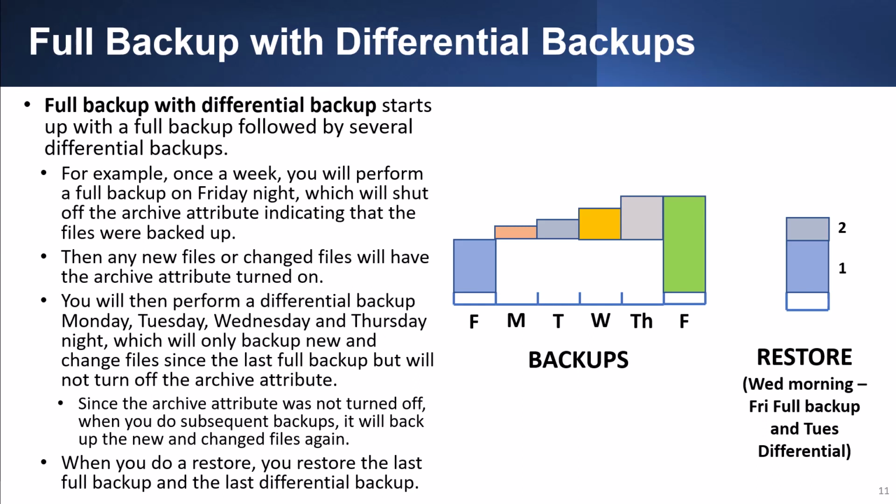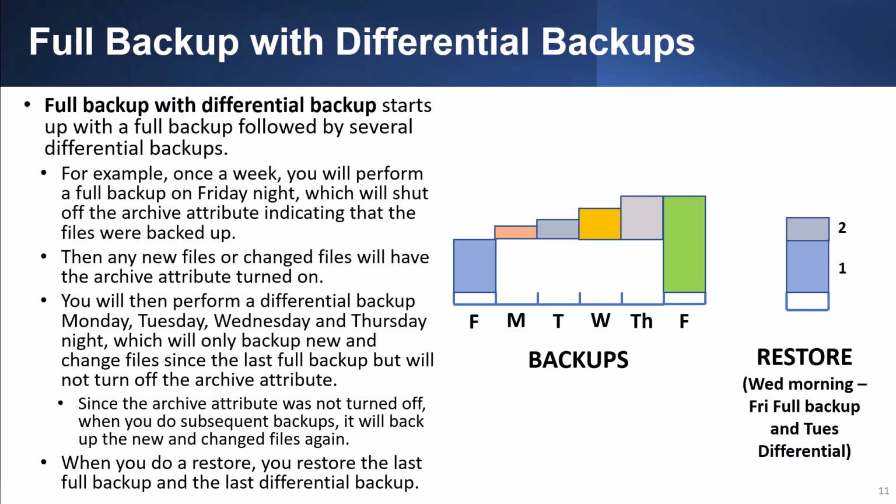Full backups with differential backups start with a full backup followed by several differential backups. For example, once a week you'll perform a full backup on Friday night, which will shut off the archive attribute, indicating that the files were backed up. Then any new or changed files will have the archive attribute turned on.